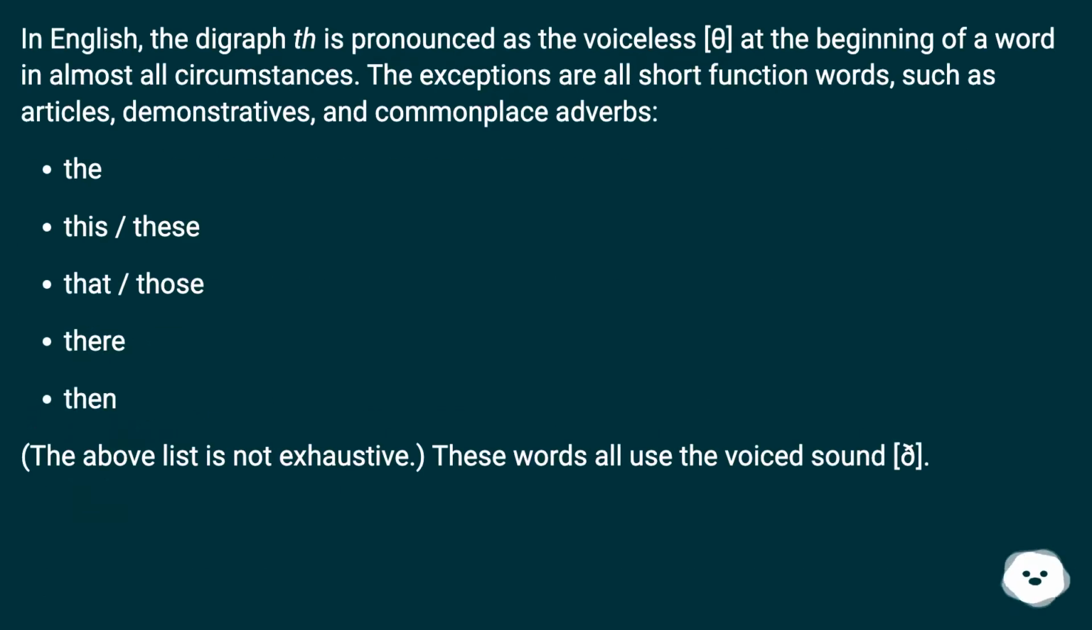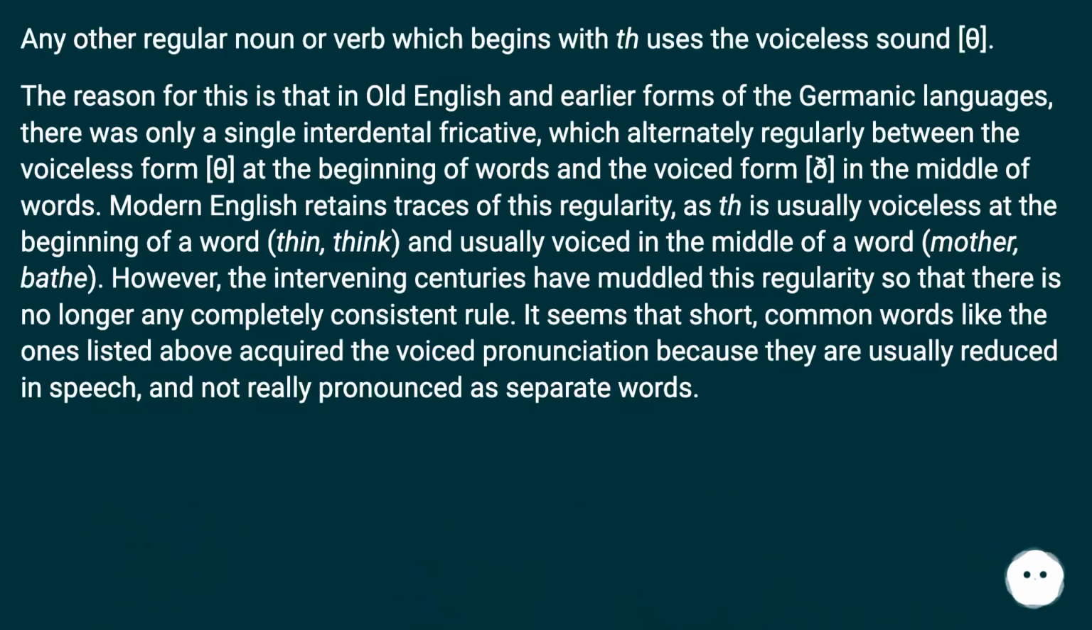In English, the digraph th is pronounced as the voiceless theta at the beginning of a word in almost all circumstances. The exceptions are all short function words, such as articles, demonstratives, and commonplace adverbs: the, this, these, that, those, there, then. The above list is not exhaustive; these words all use the voiced sound. Any other regular noun or verb which begins with th uses the voiceless sound, theta.